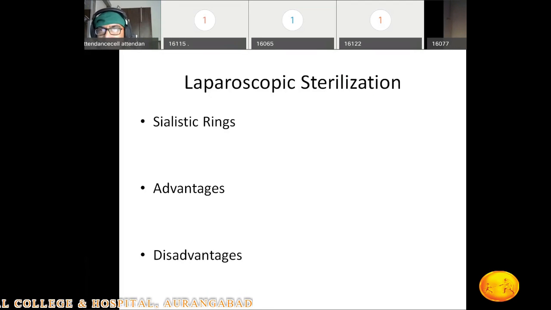So this is in short about the barrier methods and the family planning surgery. Please go through the books to get more information, and if you have doubts, feel free to ask.